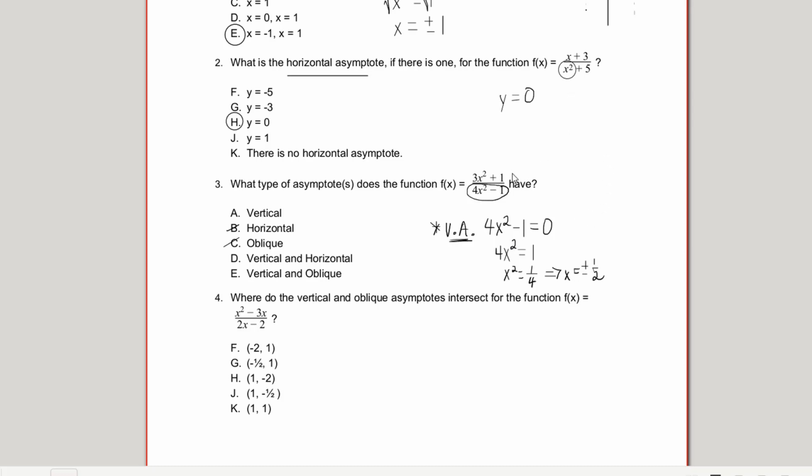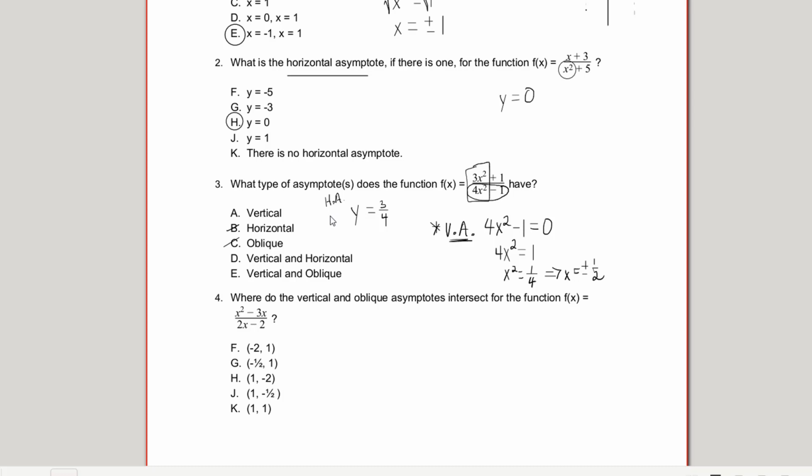And like we talked about in the number 2 example, to find the horizontal asymptote, we're going to look for the terms with the highest exponent. In this case, we have that in the numerator and the denominator. So when we have that case, we look at the coefficients of each of these. We have the 3 and the 4, and we can just say that the horizontal asymptote is y equals 3/4.